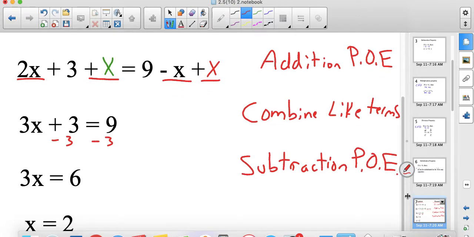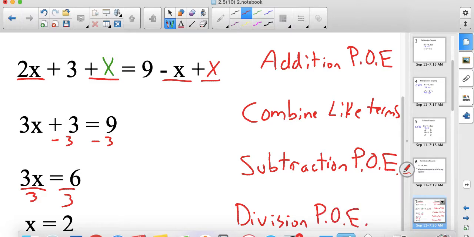Last thing to do then, how do I get rid of my 3? Well, we are going to divide both sides by 3, giving us x equals 2. That is our division property of inequality. So the value of x is 2. That is what a formal proof is going to look like.